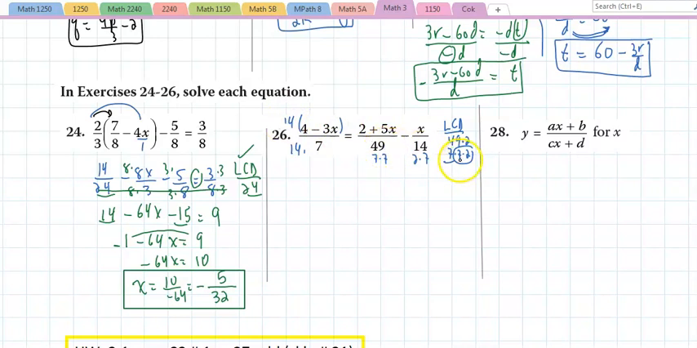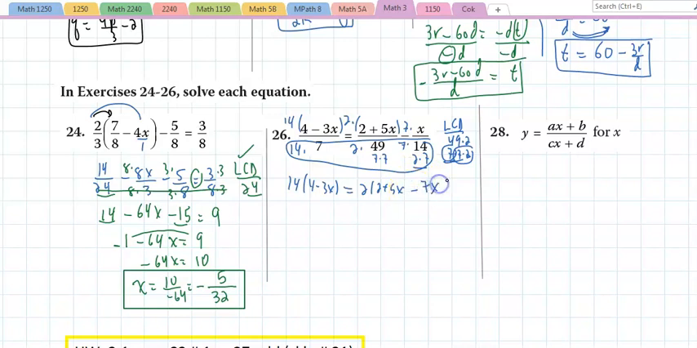This second fraction has the 2 7s. It's missing a 2. And this last fraction has a 2 and a 7. It's missing a 7. And now I know that they all have the same denominator. I just read the top, ignoring this denominator altogether. So I have 14 times 4 minus 3x equals 2 times 2 plus 5x, and a 7 times negative x is minus 7x.